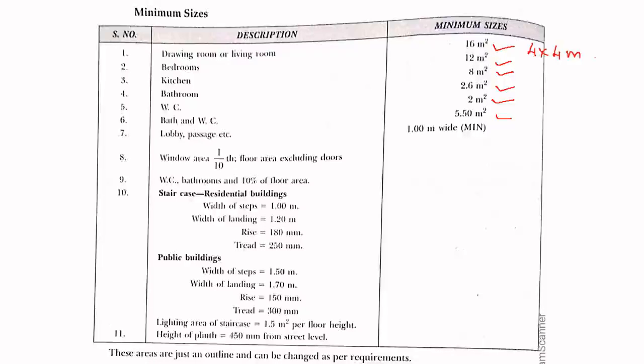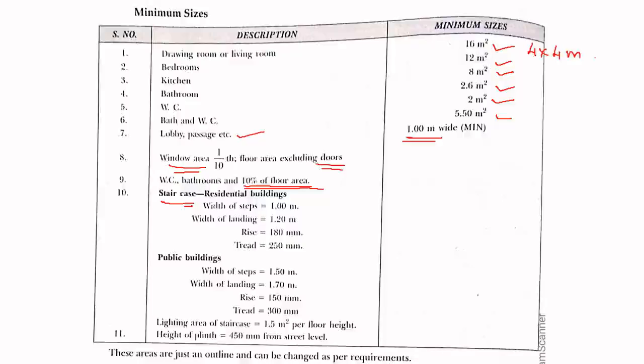Now, for the lobby, passage, etc., that is the passages, the places for horizontal circulation should be minimum 1 meter wide. Now, the window area should be 1/10 of the floor area excluding doors. Then water closet, bathrooms, etc. should be minimum 10% of the floor area.